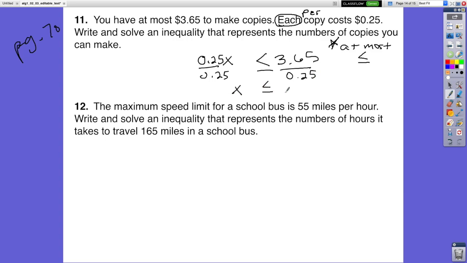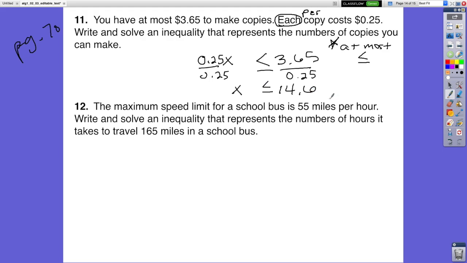Okay, how many copies can you make? 14.6. Okay, so this is interesting when it comes to word problems. You want to think about this. It means that you can make less than 14.6. Obviously, you're not going to make 0.6 copies. You can't make 0.6 copies. So what's the most amount of copies you can make? 14.